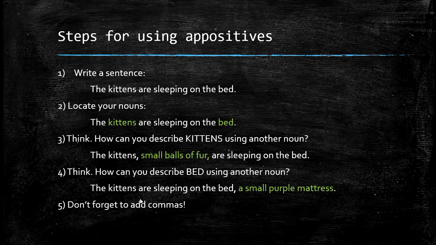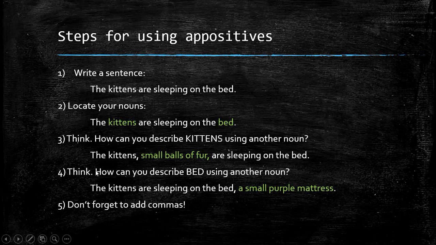So what are some of the steps that we follow for using appositives? First, if you're a beginner, I recommend these steps. Write a sentence. I wrote one here: The kittens are sleeping on the bed. And locate your nouns. Here we have kittens and bed, right? So think about this: how can you describe kittens using another noun?